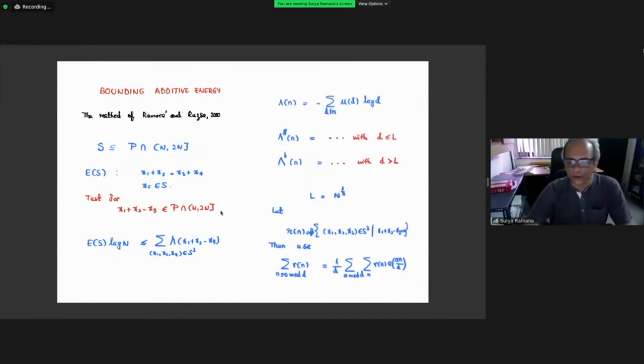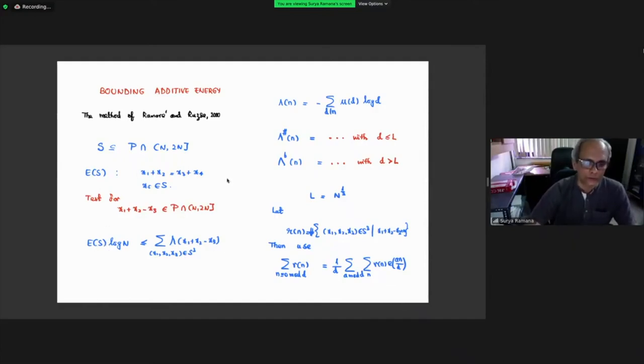Now, to end the talk, let me tell you very quickly how the additive energy is bounded. Additive energy, as I said, is just a count of the number of solutions to this equation. Now, with the von Mangoldt function lambda, you can easily write the additive energy as satisfying this inequality.